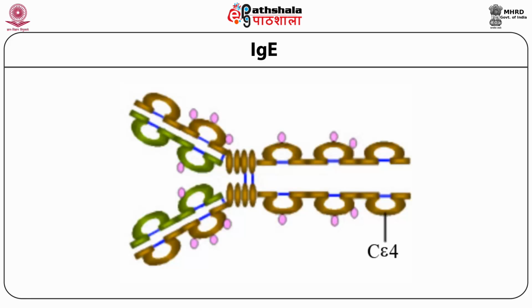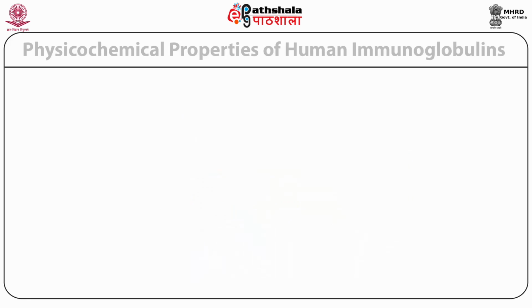IgE binds to mast cells and basophils, which have high affinity Fc receptors. Consequently, these cells release mediators of inflammation after contact with the antigen. IgE mediates type 1 hypersensitivity reactions. It plays a very important role also in protection against helminthic infections.